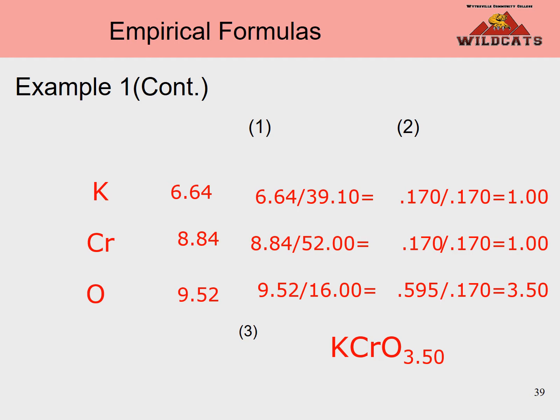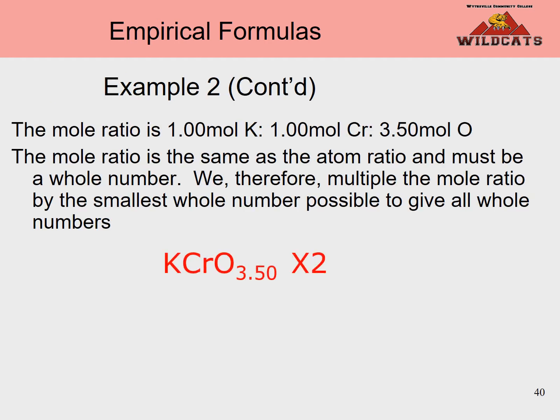So what we need to do is multiply this formula by a whole number to turn that 0.5 into a whole number. Hopefully you'd realize that if I multiply 0.5 times 2, I end up with 1. So I'm going to multiply that formula by 2, and I end up with K2Cr2O7. If this was a 3.33, I'd multiply the whole thing by 3. If this was a 0.25, I'd multiply it by 4. If this was a 0.2, then I would multiply it by 5. And we'll see a couple of examples a little bit later on, and I'll show you what you would do with those.